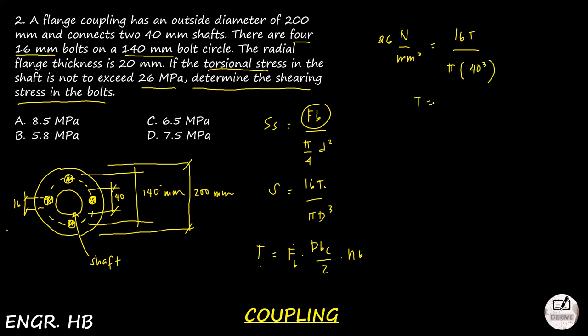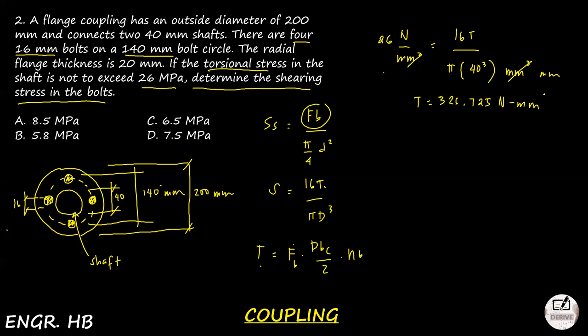So our torque here is 26 times pi times 40 cubed divided by 16. So 40 cubed, 40 mm cubed. So cancel yung dalawang mm, magkakaroon ng mm here. Cross multiply. So the answer is in Newton mm. So the torque is 326,725 Newton millimeter.